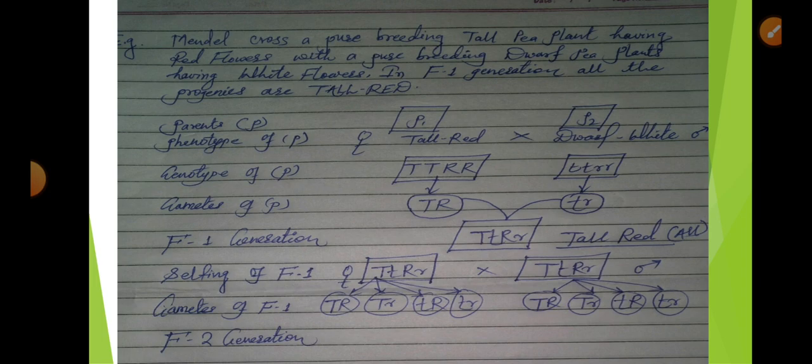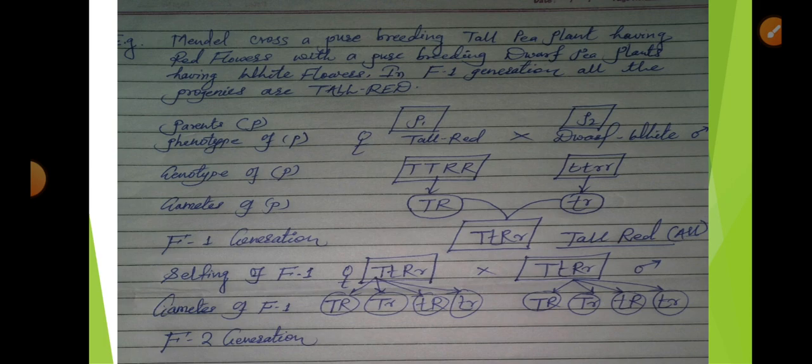The genotype of the tall red plant is capital T, capital T, capital R, capital R, and in case of the dwarf white plant, small t, small t, small r, small r. The gametes of one parent are capital T, capital R, and of the second parent, that is the recessive parent, small t, small r. When we fuse those gametes together, after fertilization the resultant F1 generation has the genotype capital T, small t, capital R, small r, and all the progenies with such genotype are tall with red color flowers.